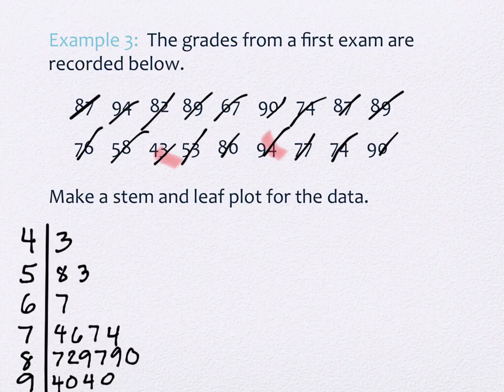So we're going to draw the picture one more time. We're going to have the same stems on the left: 4, 5, 6, 7, 8, and 9. I guess I made them smaller this time, whatever. So I'm going to write them in order now. On 43, there's only one number, so I just have my 3. But then on the 50s row, I have an 8 and a 3, and I'm going to put them in order, so it's 3 and then 8.